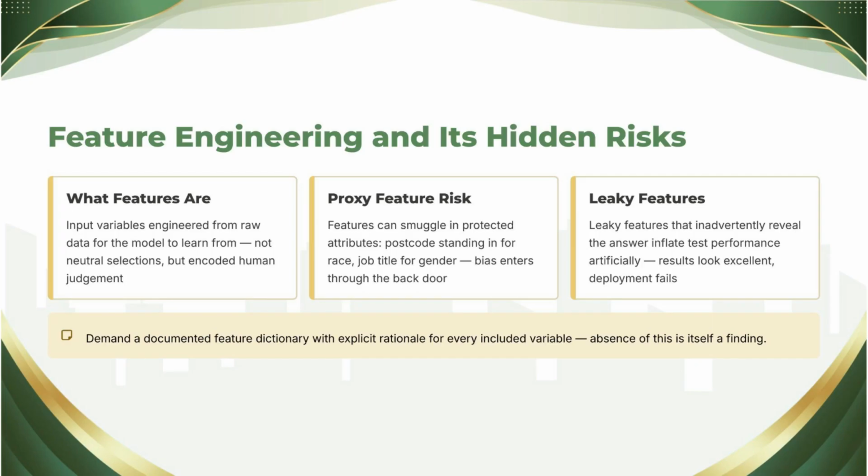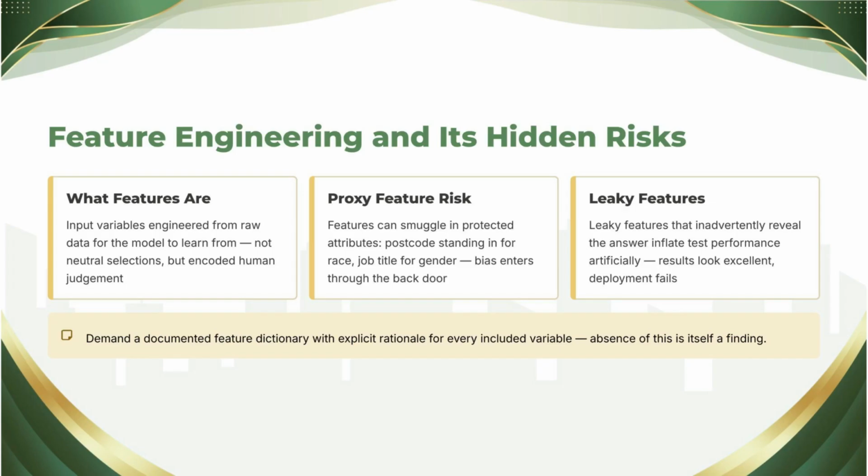Second, leakage through features. Someone once included days since account flagged as a feature in a fraud model. Brilliant accuracy in testing because the feature only existed after fraud was found. In production, useless. So what do you ask? Show me the feature list. Who approved it?